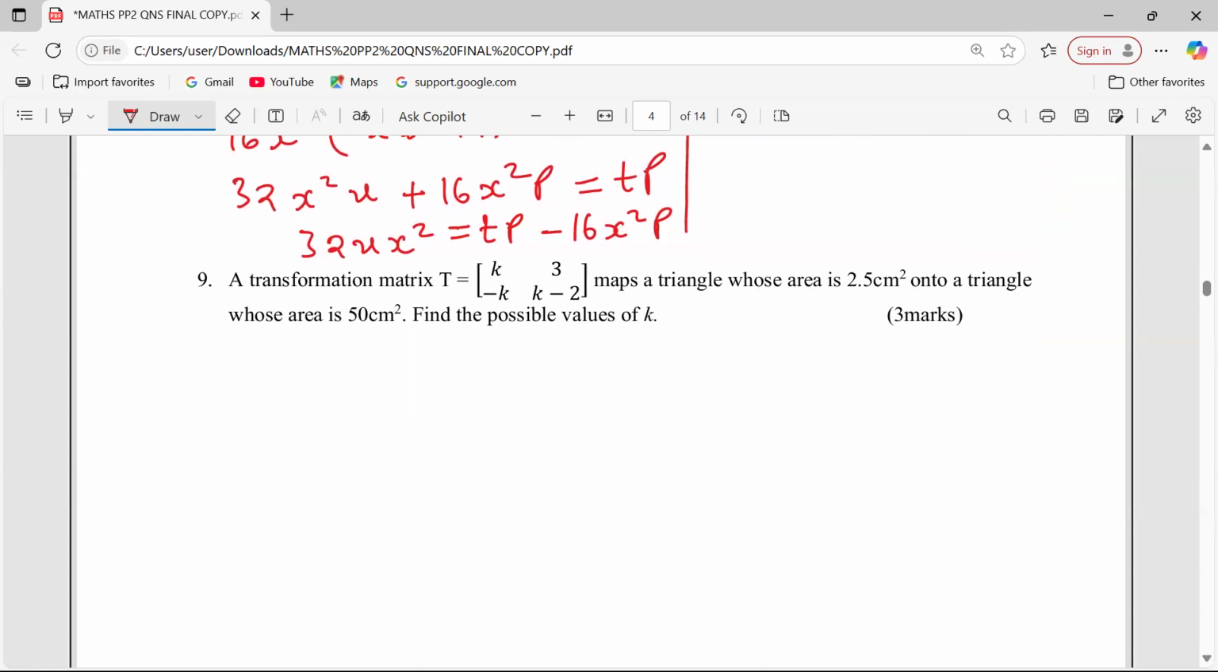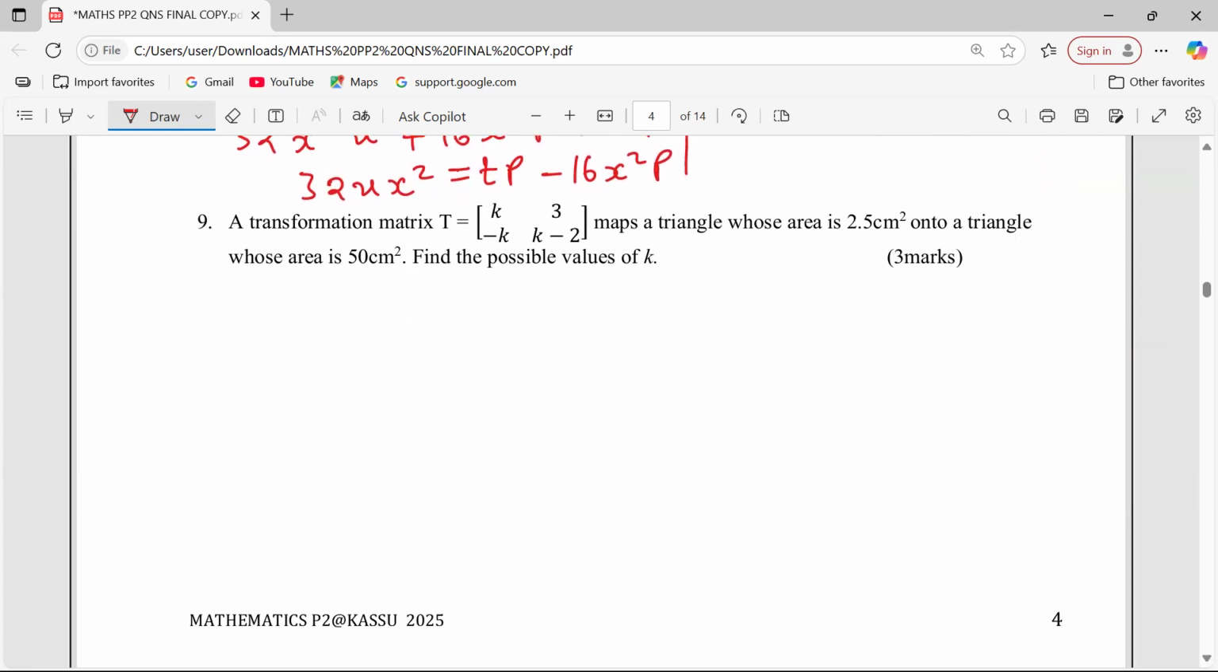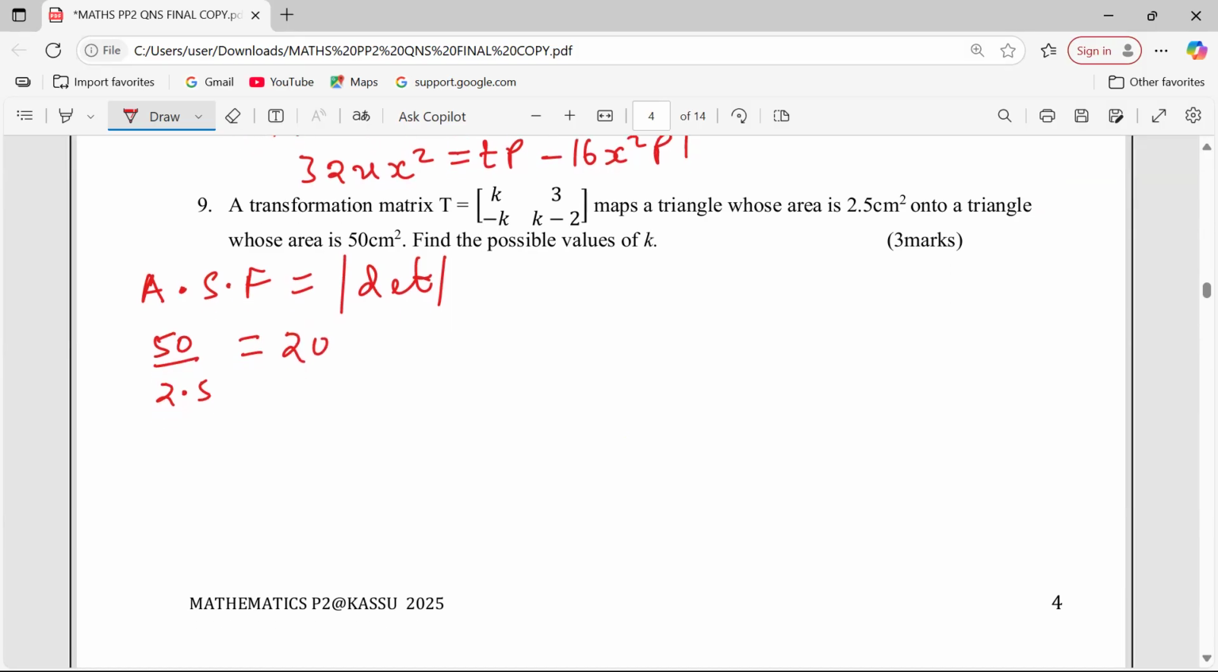We work them out this way by saying that area scale factor equals the absolute value of the determinant. So area scale factor shall be area of the image over area of the object. What are we getting? 50 divided by 2.5, this is 20. The area scale factor is 20. The determinant is 20 or negative 20.